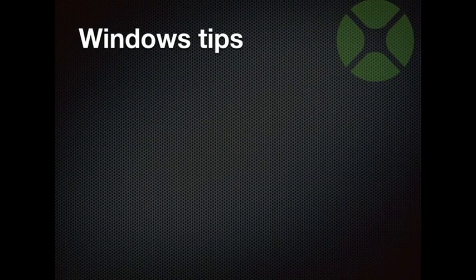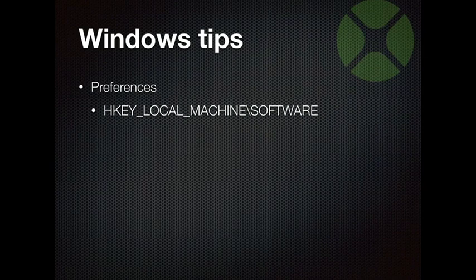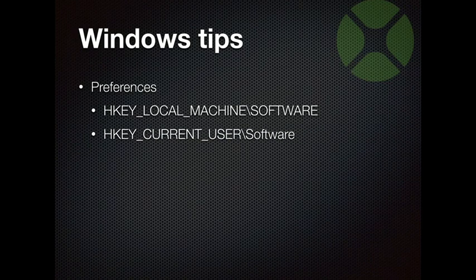So finally, some Windows tips for you guys. Preferences. If you want to store them anywhere, I would recommend storing them in the registry under HKey local machine /software. And if you want it to just affect the user, then you want to put it into HKey current user /software instead.